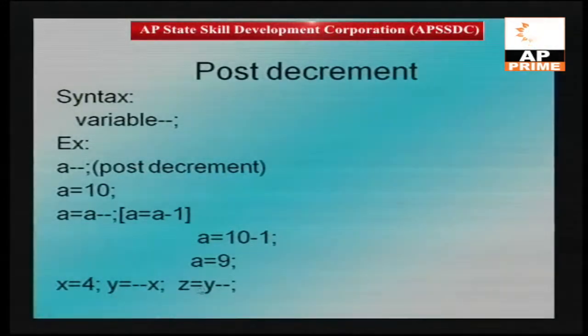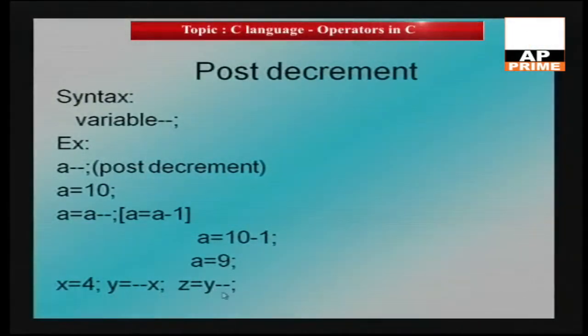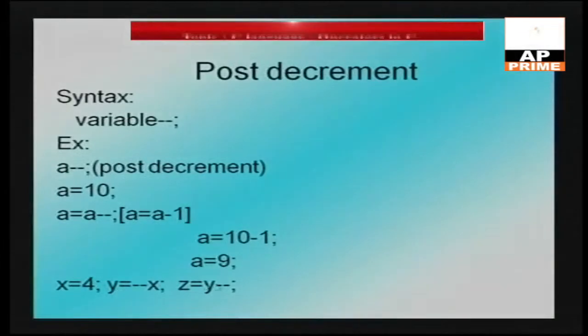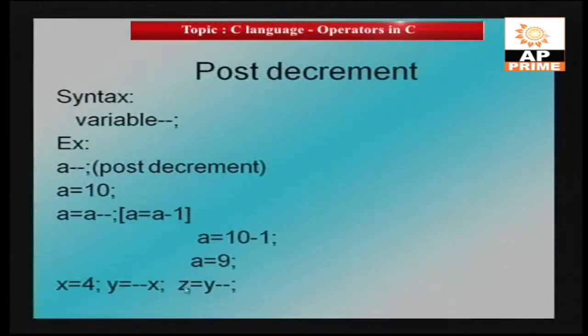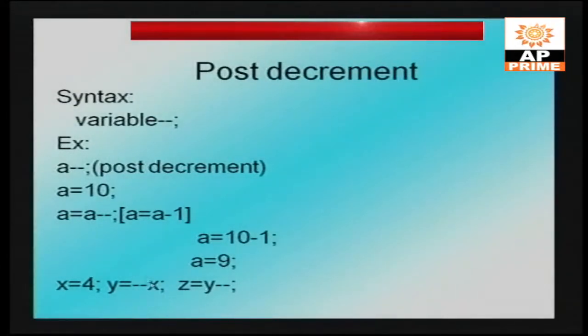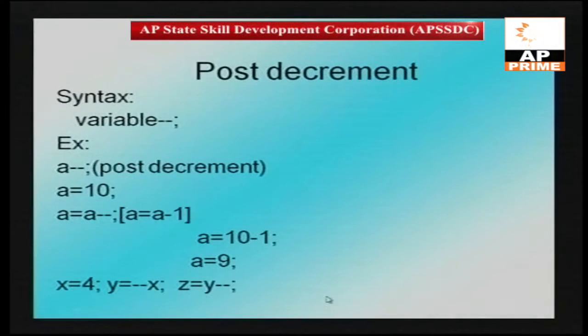In this case, z equal to y minus minus. First, before decrement, y is sent to z. Already y 3 will be there. 3 is sent to z. After that, 3 minus 1, 2. Finally, what is my y? 2. What is my z? 3. Before decrement. Y is 2, z is 3. X is 3. Whenever you have 2 variables, then you get the difference.